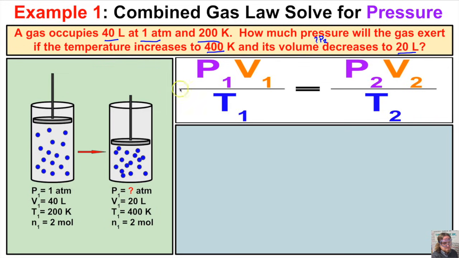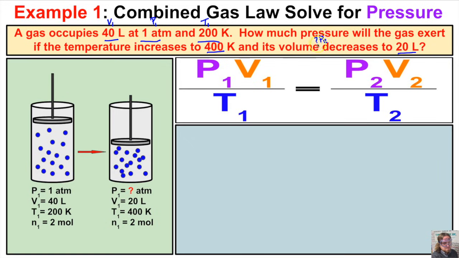So when we come across these word problems, what I like to do is go through and go ahead and label everything. And so let's take a look at what the gas is all about. Starting off, the gas is occupying 40 liters, so that's going to be your V1. It tells us that the pressure of this gas starting off is 1 atmosphere, that's going to be P1, and the temperature of this gas starting out is going to be 200 K, so there's your T1.